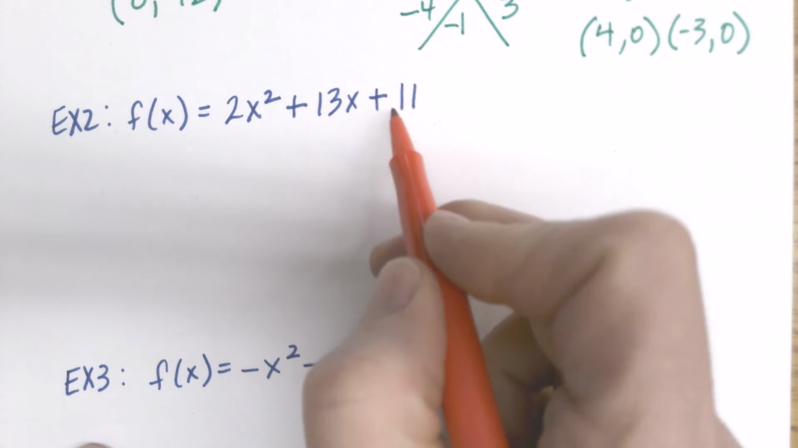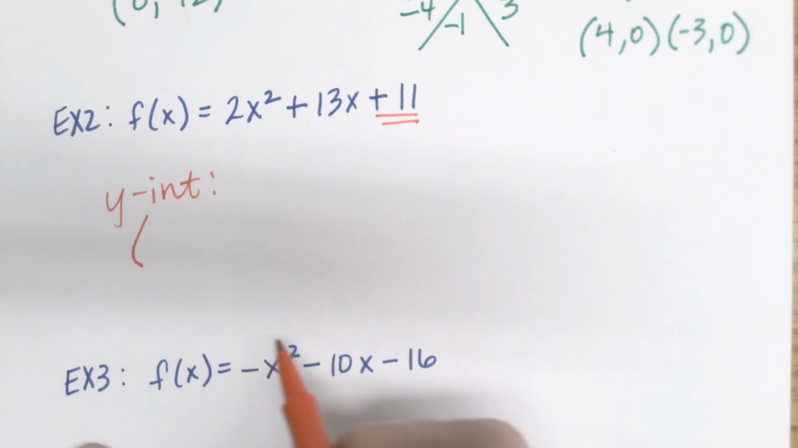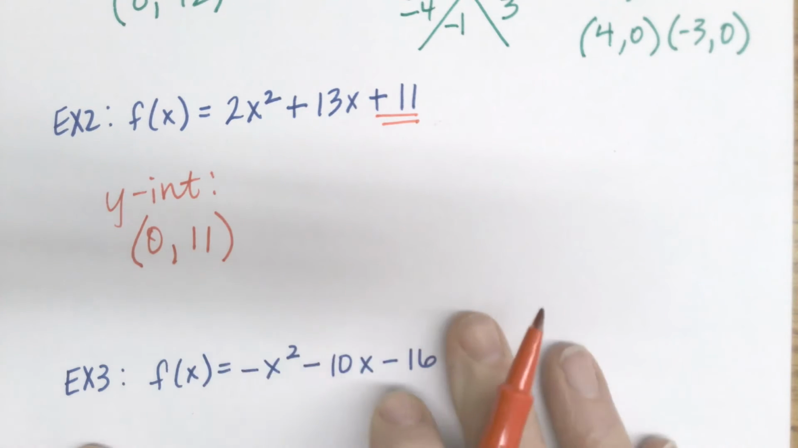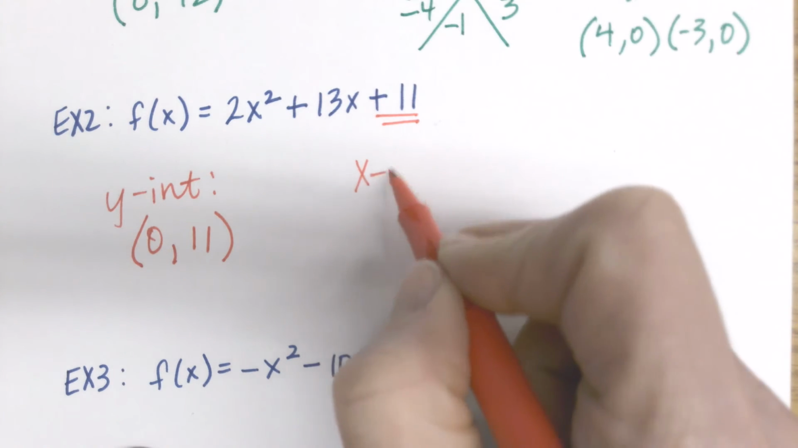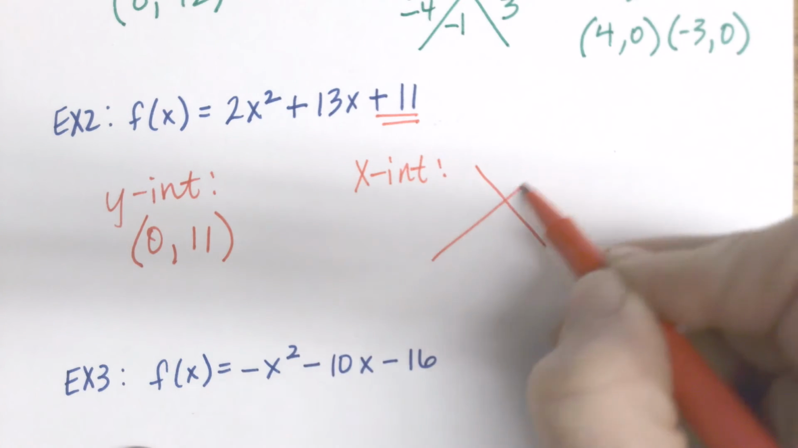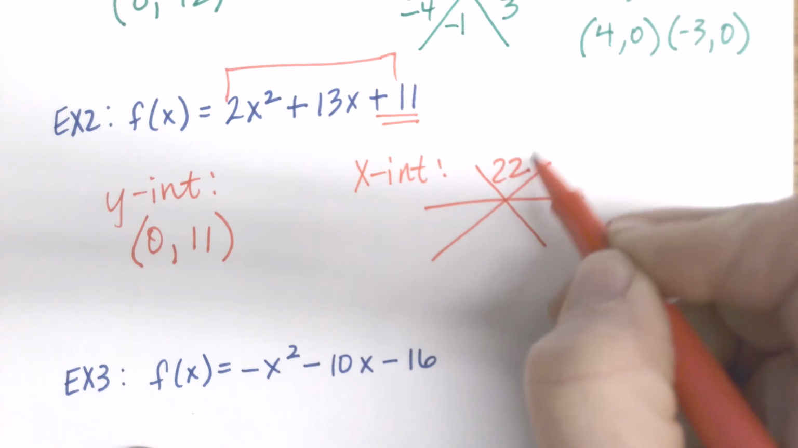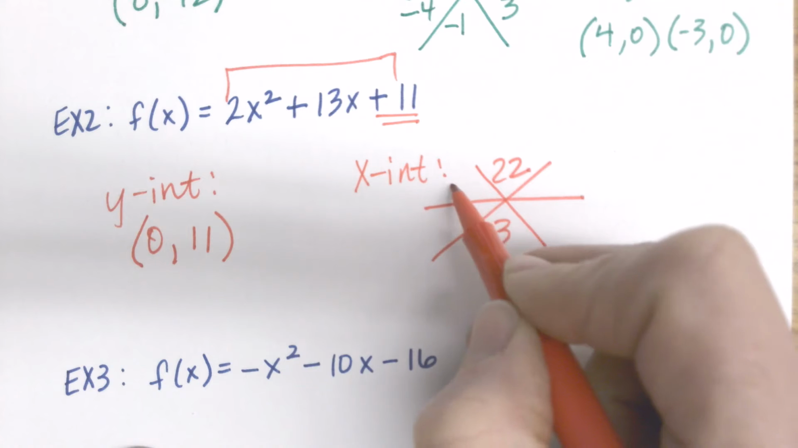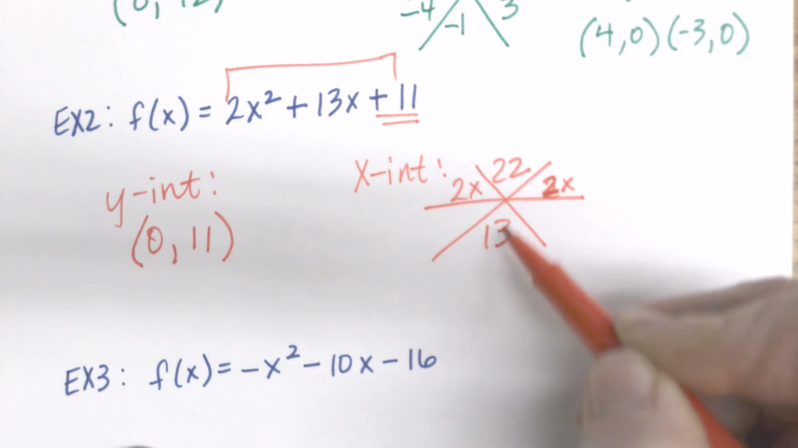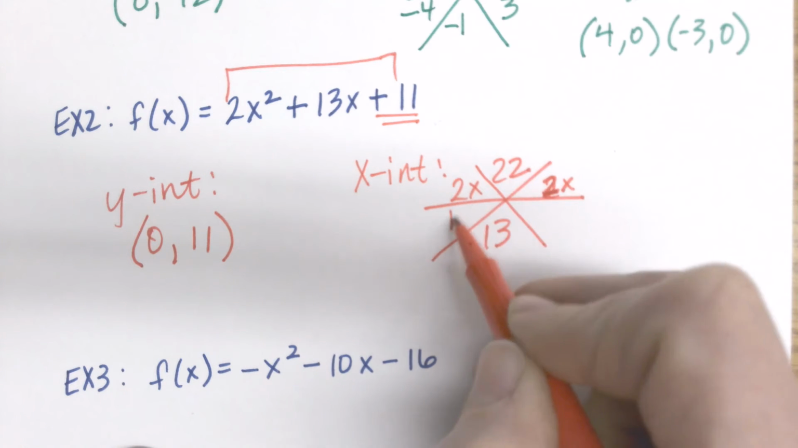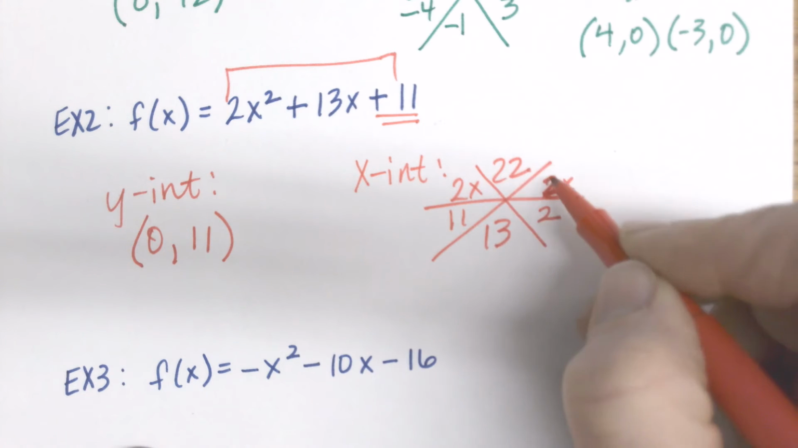So again, I'm going to go through this. The y-intercept, I'm going to abbreviate that now, y-int, is (0, c), whatever number is in the c position, and then my x-intercept is where I have to do my snowflake. So in here it's 2 times 11, 13 on the bottom, I do 2x and 2x, and then two numbers that multiply to be 22 and add to be 13, I get 11 and 2. 2 times 11 is 22, 11 plus 2 is 13.